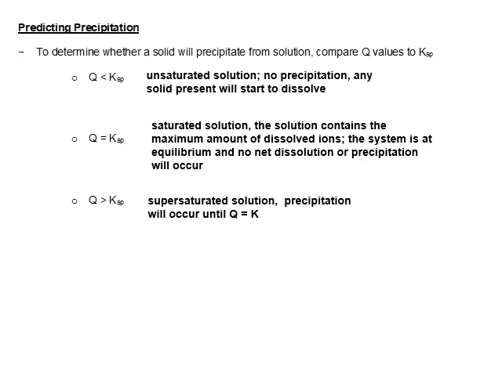If the Q value is greater than the KSP value, however, the solution is supersaturated and precipitation, or the formation of solid, will occur until Q is equal to K.